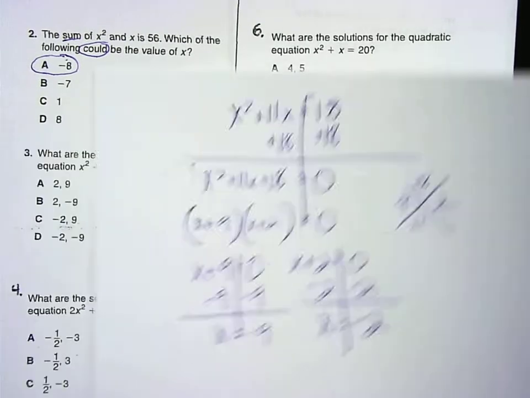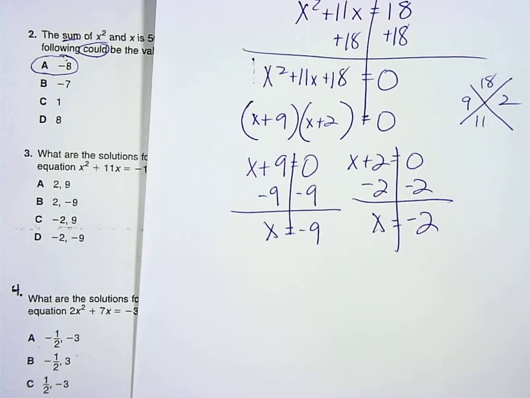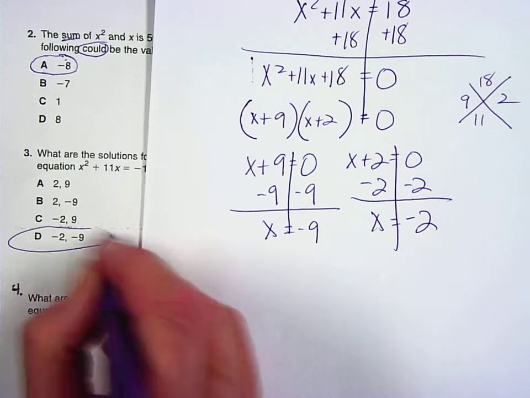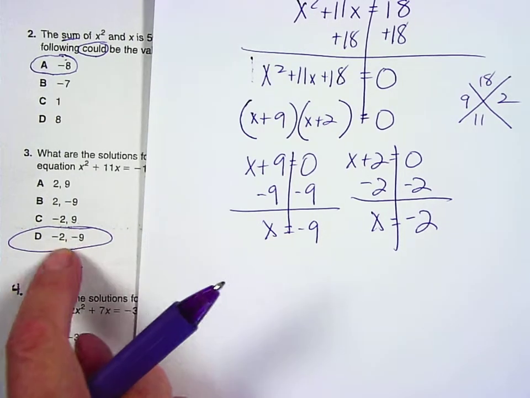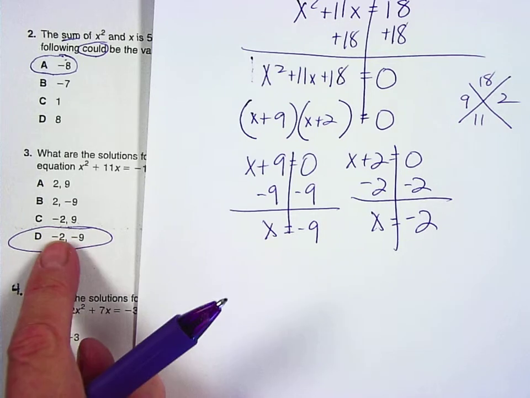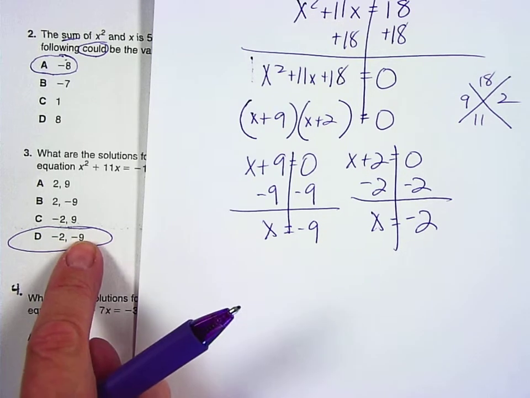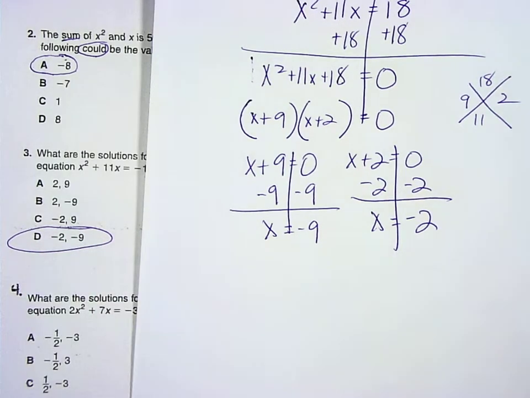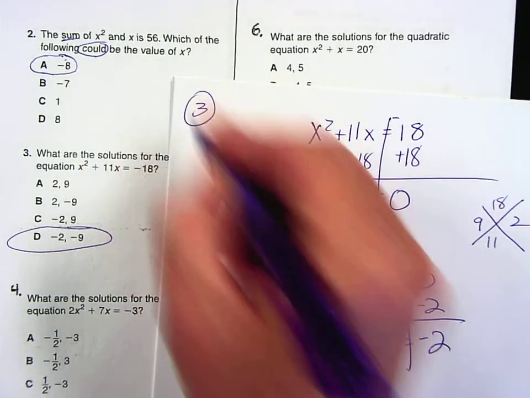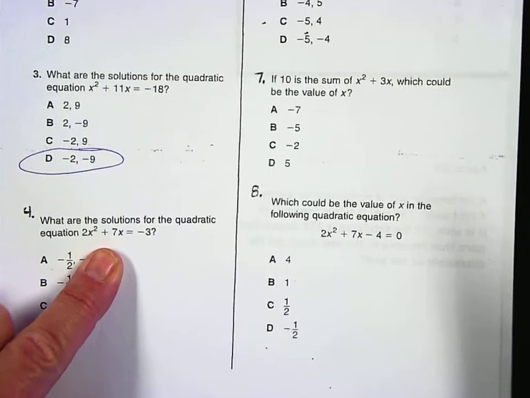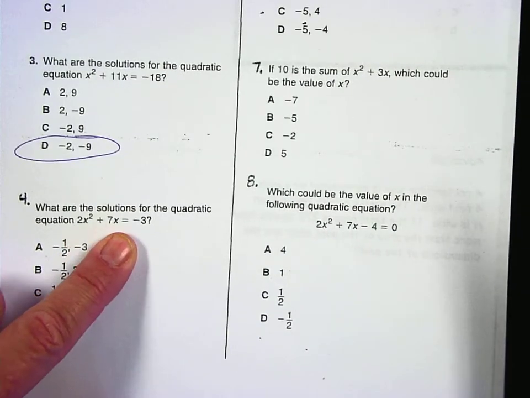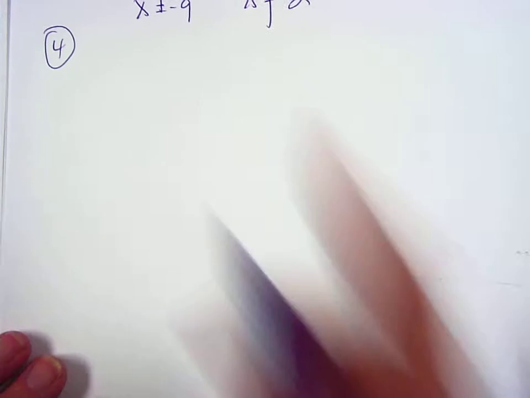Number 3, if x is negative 9 and x is negative 2, I see that answer right there. This is not an ordered pair. This is not in parentheses. These are the two different solutions, the two values of x that would be your roots, your x-intercepts. Number 4, what are the solutions for the quadratic equation 2x squared plus 7x equals negative 3?